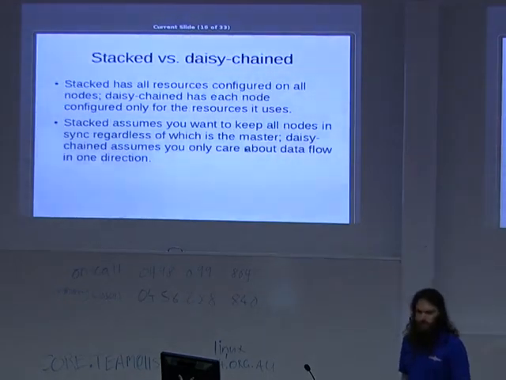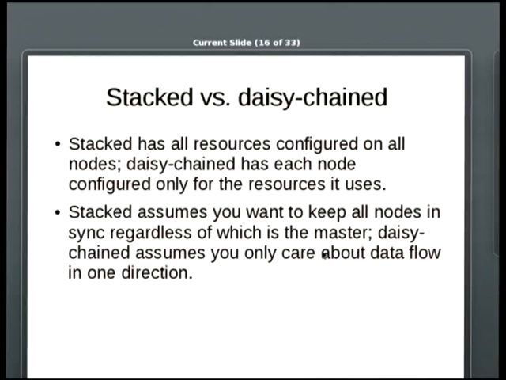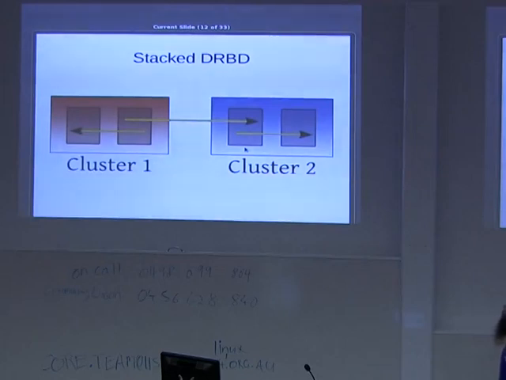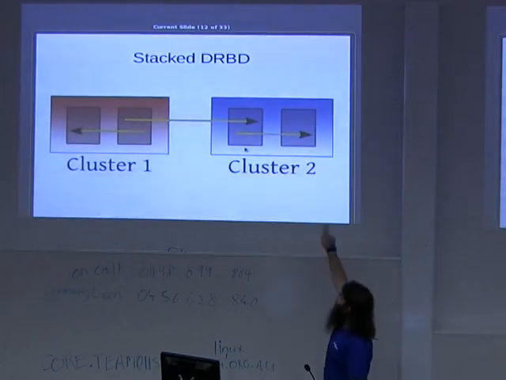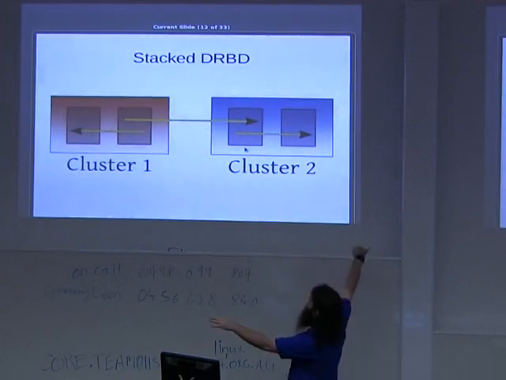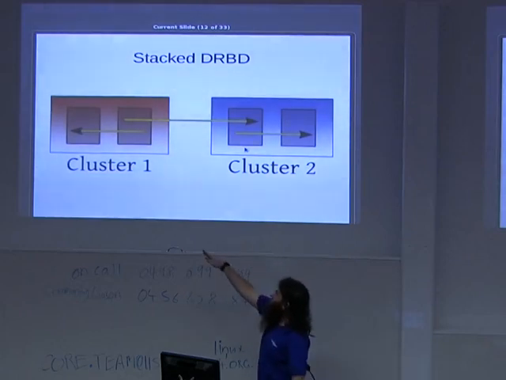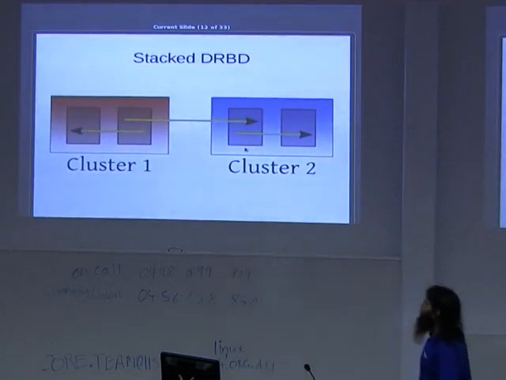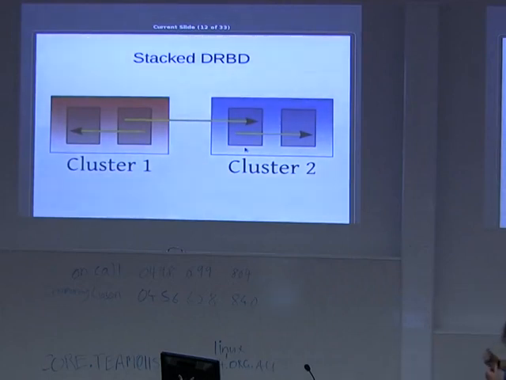And this ties into the second major difference, which is that stacked DRBD assumes that you want to keep every single node in sync regardless of which one is the master. No matter which one of these 4 nodes is the master node at any given point, because the link connecting the 2 clusters is the one on top, any writes are going to propagate across to both clusters, regardless of whether something in cluster 1 is the master or something in cluster 2 is the master. So this is a solution that is intended if you effectively have a cluster of 4 machines rather than 2 clusters of 2 machines. So you can keep them all in sync.